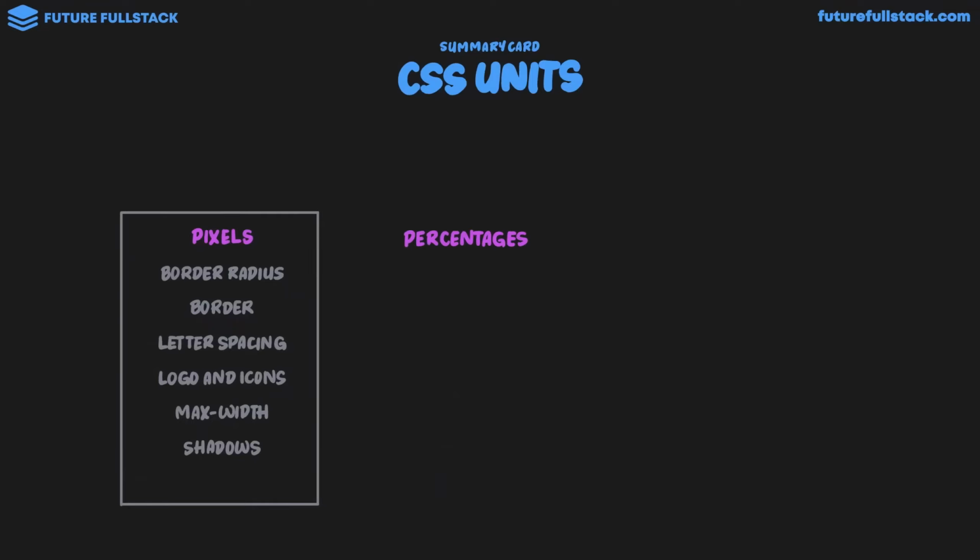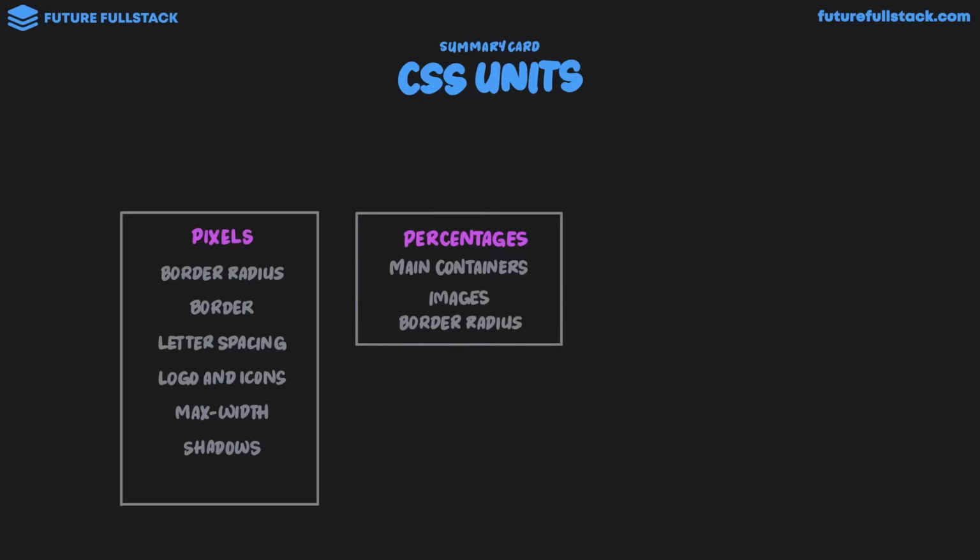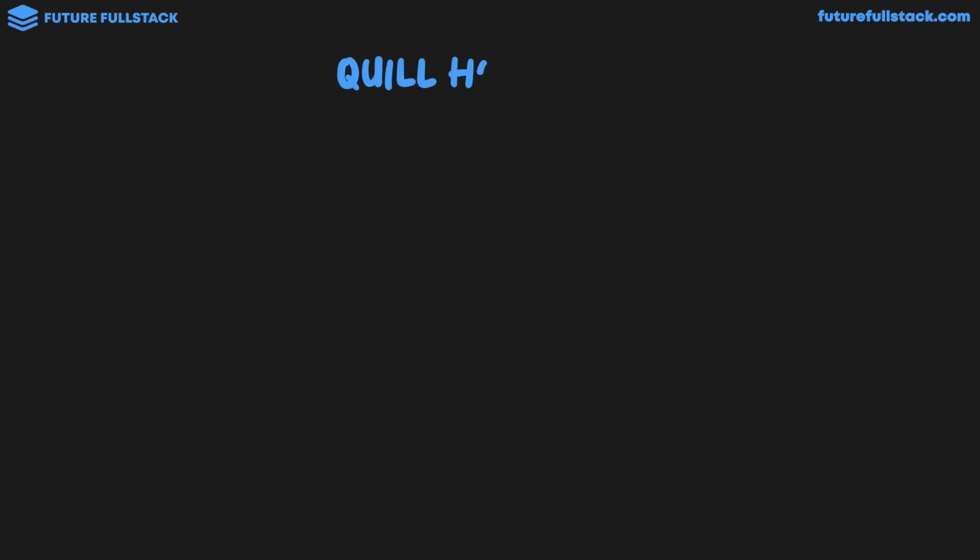The common use cases for percentages were on main containers, images, and border radius. Now you can see border radius is used both in pixels and percentages. We use percentages specifically when we want fully rounded corners, and we use pixels for border radius when they're not fully rounded. So let's go and apply percentages on our Quill homepage.